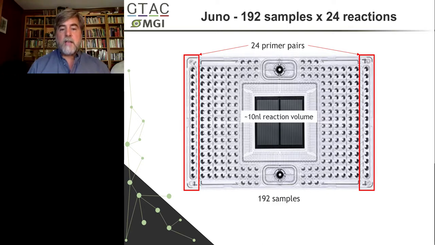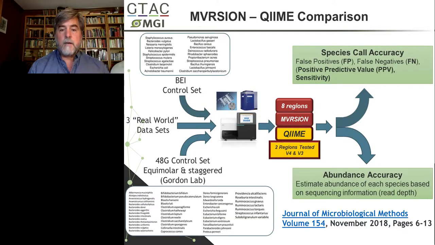All right, so we decided to test this, and what we did, you can see in the center there, the red and the yellow, is we used the simultaneous use of 8 regions using MVRSION, and we compared that against a gold standard, which is QIIME, and that is how QIIME is spelled. And in this case, we used 2 regions, regions 3 and 4.